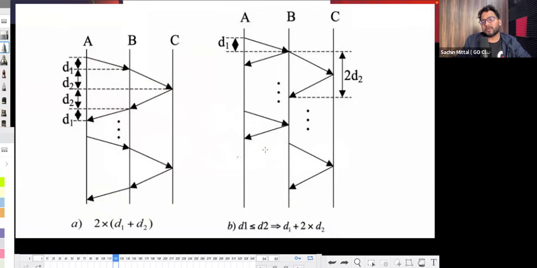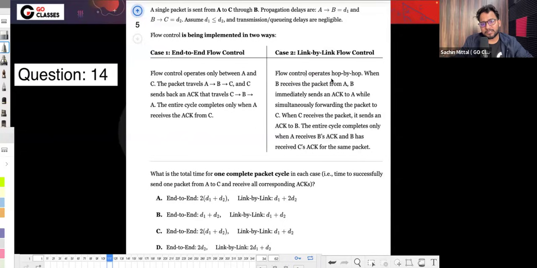But if it is link by link flow control, in that case B is also sending the acknowledgement, and everything is given in the question. The question says that in this link by link, or hop by hop, flow control, when B receives the packet from A, B immediately sends an ACK to A while simultaneously forwarding the packet to C. When C receives the packet, it sends an ACK to B. The entire cycle is complete only when A receives B's ACK and B has received C's ACK for the same packet.